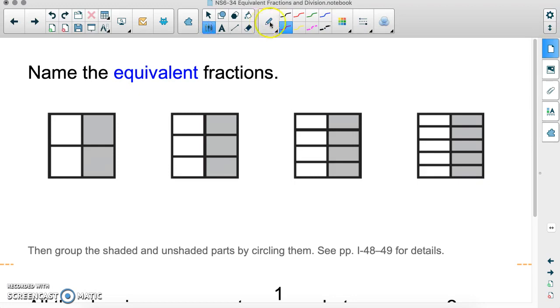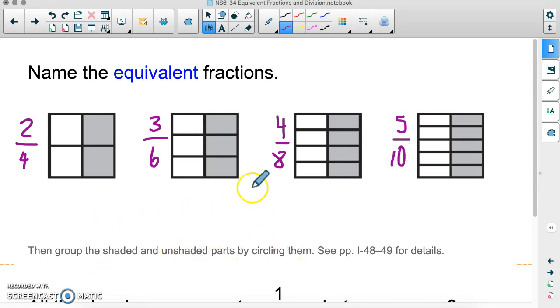So if we look at this first one, we can see that we have 2/4. We can also see that we have 3/6. We can see that we have 4/8. And we can see that we have 5/10. Now we're going to group the shaded and unshaded parts by circling them.